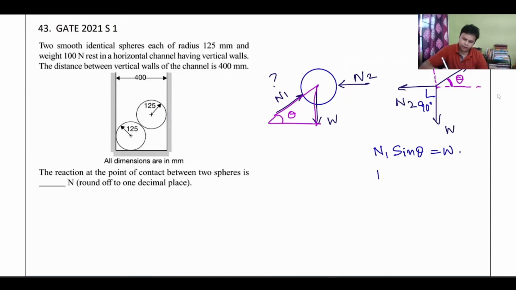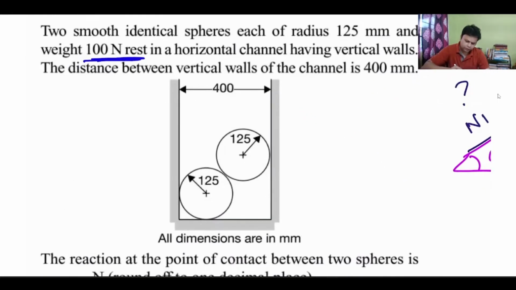Right? From here I can write N1 is equal to W by sine theta. The value of W is already given, isn't it? 100 Newton. So if I can somehow find out this angle theta, my task will be done. Let me see if the diagram is given, can I actually find out that angle?